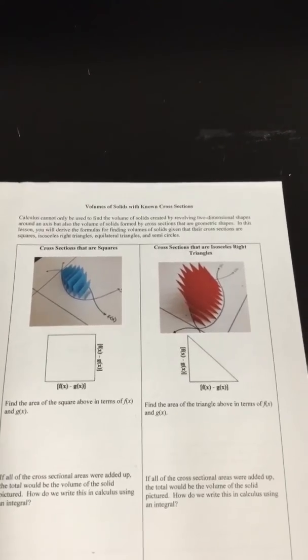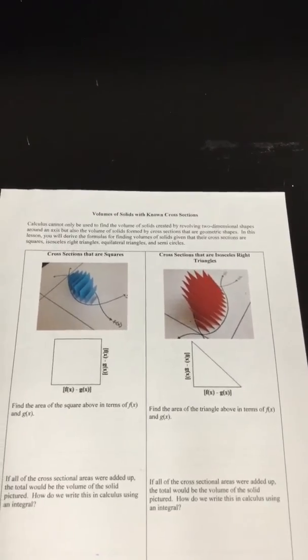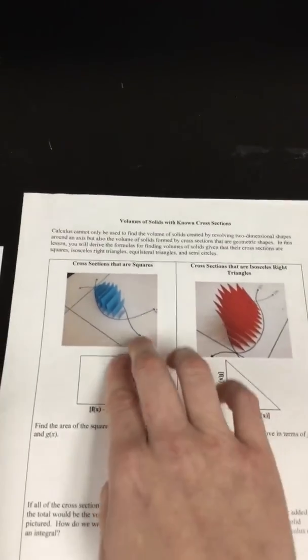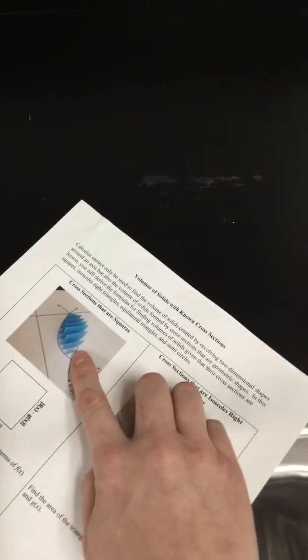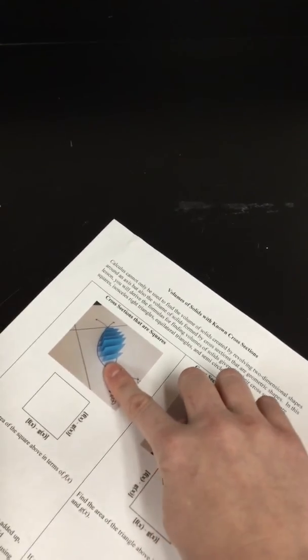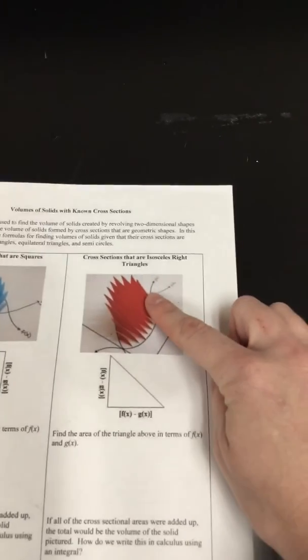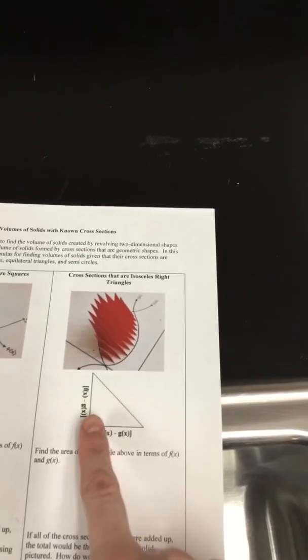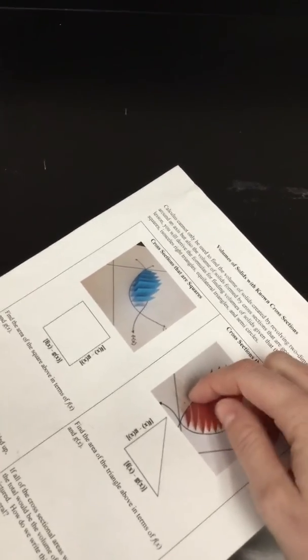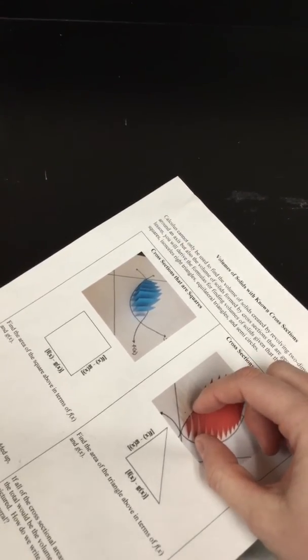That area of the curve, the area between the curve, is actually the length of my square, right? If I were to turn this paper sideways, you can see the length of the square, which is also the height of the square, is f of x minus g of x. Same thing here. My isosceles triangle has a length and a height of f of x minus g of x, because I'm taking the distance between the top curve and I'm subtracting off the distance from the bottom curve, and that is the length of my triangle.